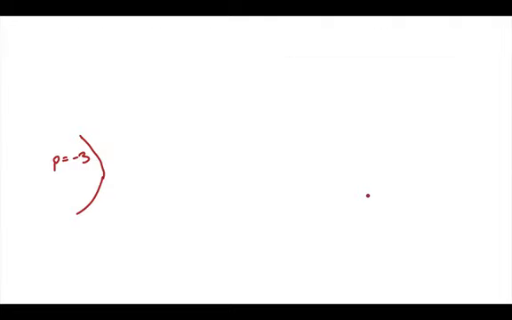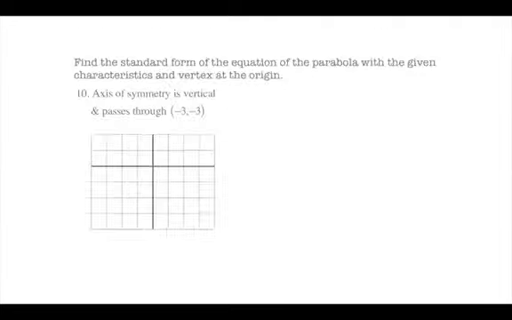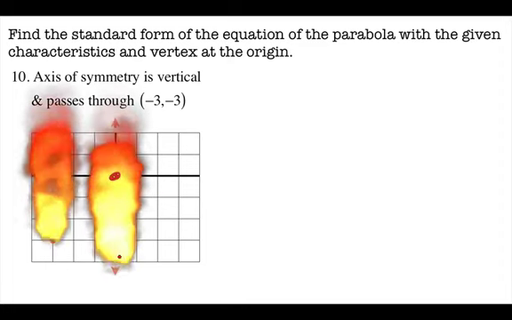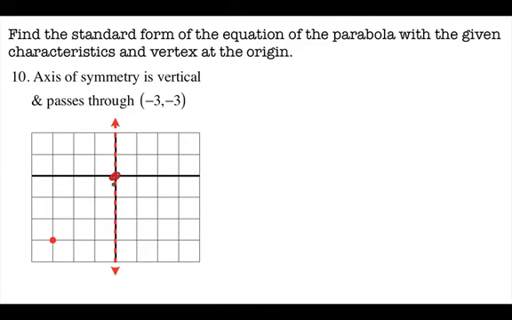Next. Same directions. Now here you're given the axis of symmetry is vertical, and it passes through the point -3, -3. Again, the vertex is here. Axis of symmetry, so it's reflected about this line. The fact that we have this other point, you know it opens down. So the sketch looks something like this. Excuse my parabola.